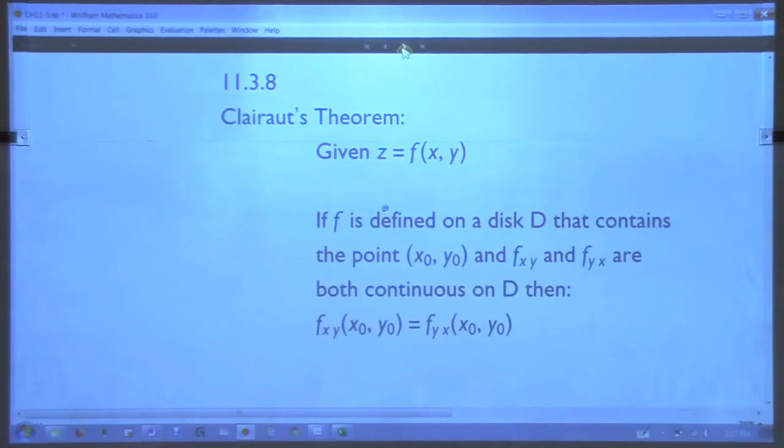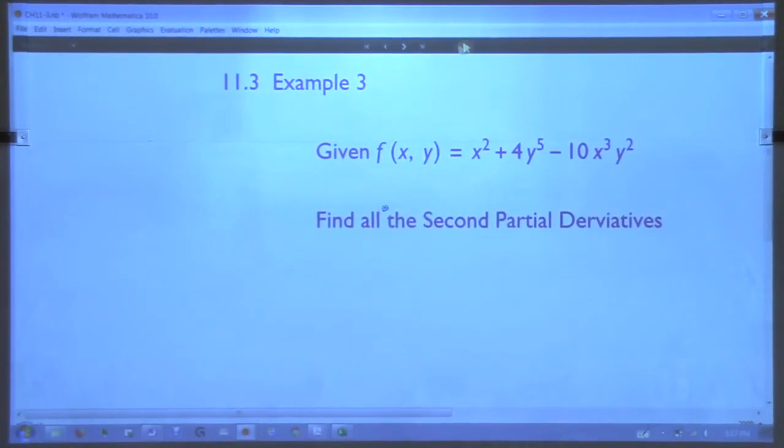Let's see what my next one is. What are we doing on time? Yeah, that's a major theorem right there.